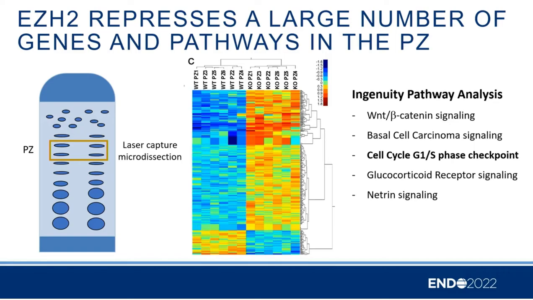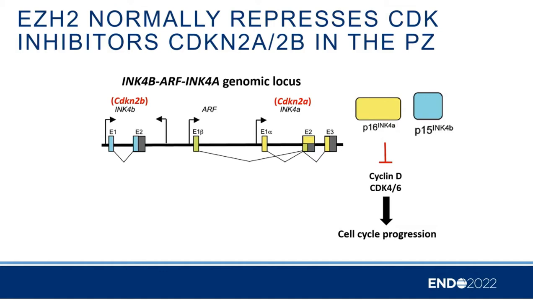And as you can imagine, because EZH2 catalyzes a repressive mark, the loss of EZH2 will lead to upregulation of a lot of genes or pathways. And one of the things that we found was a cell cycle checkpoint. And so we hypothesized that maybe EZH2 controls cell cycle progression. In particular, we look at a genomic locus that contains two CDK inhibitors, CDKN2A and B, which bind to CDK4 and 6 to block cell cycle progression.